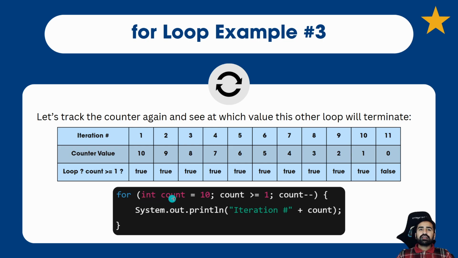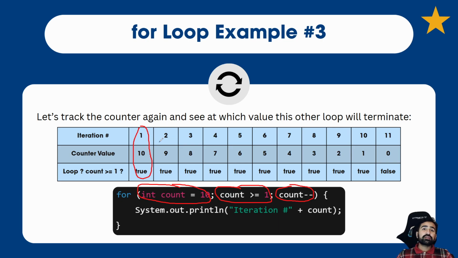So let's see. int count is equal to 10. That's our starting point for our loop. This is our ending point. And then this is our update. So that means on iteration 1, we're going to have a counter value of 10. And this is going to execute at least one time, right? Because 10, of course, is greater than or equal to 1. And then we're going to update.